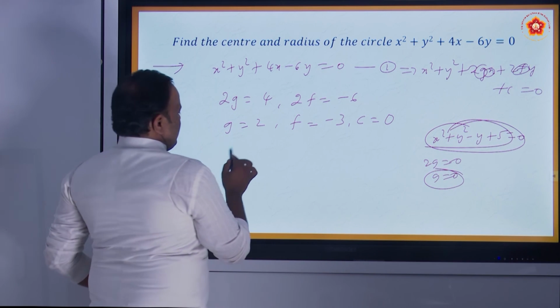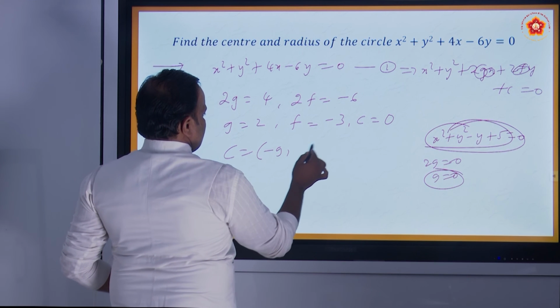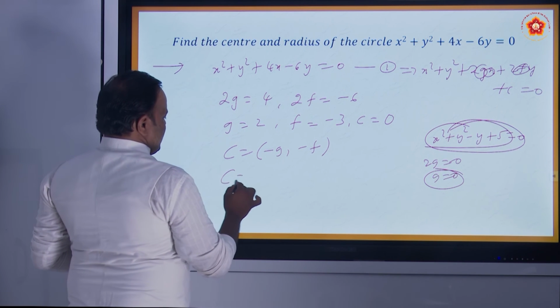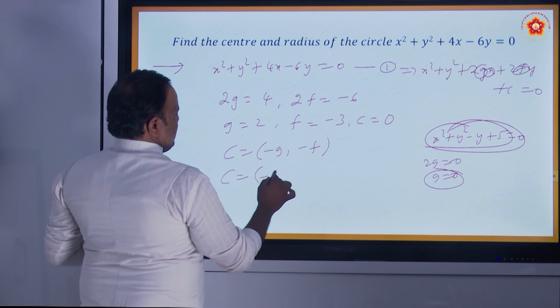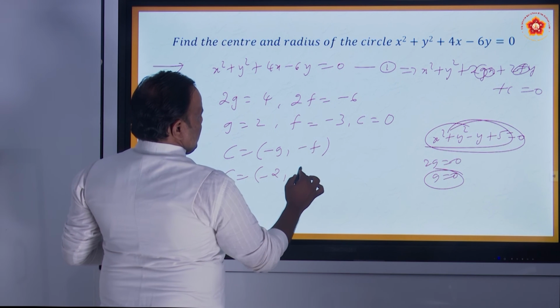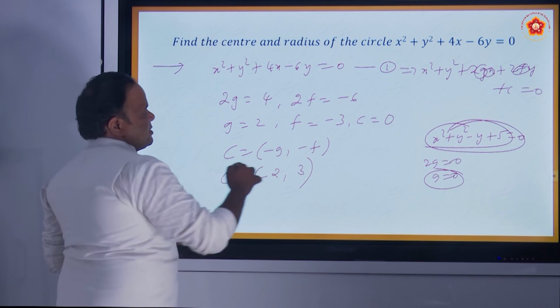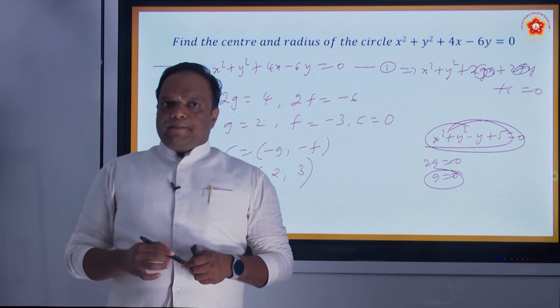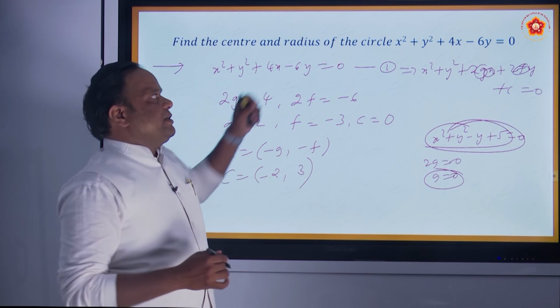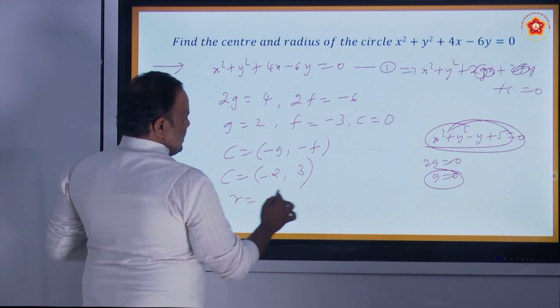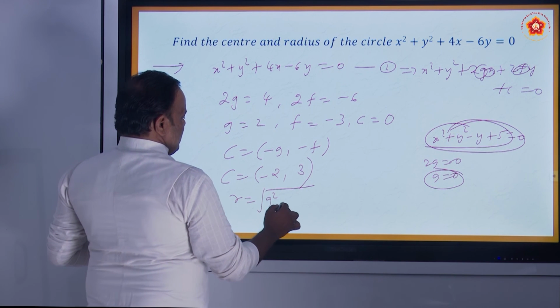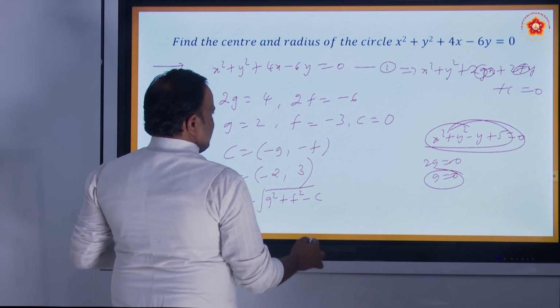Okay. So the center formula: the center is minus g, minus f. g is 2, so minus 2, and f is minus 3, so plus 3. The center is minus 2 comma 3. What is the radius? The radius is square root of g square plus f square minus c.